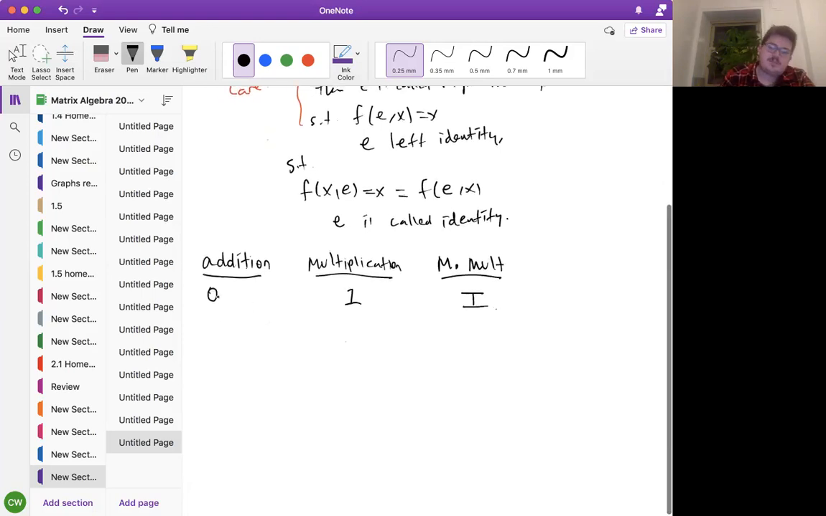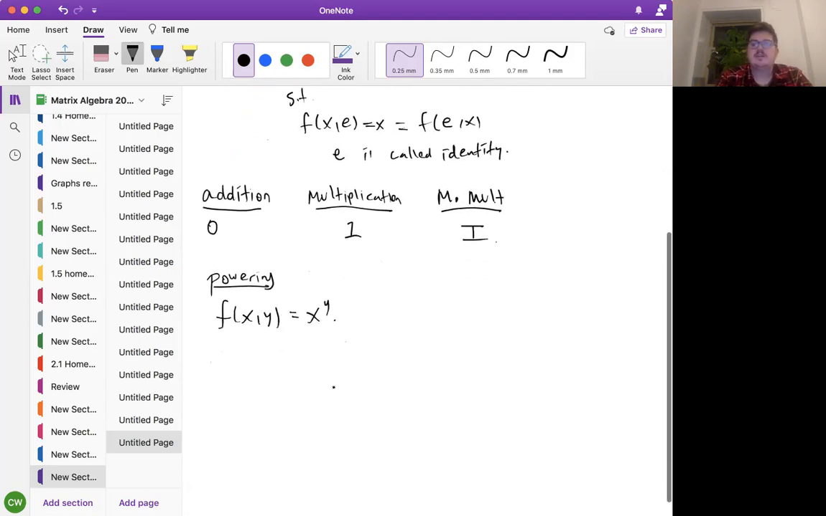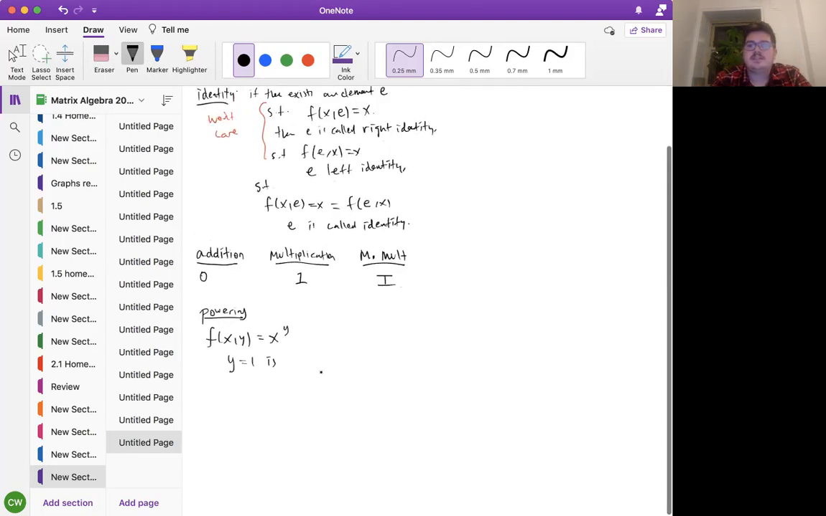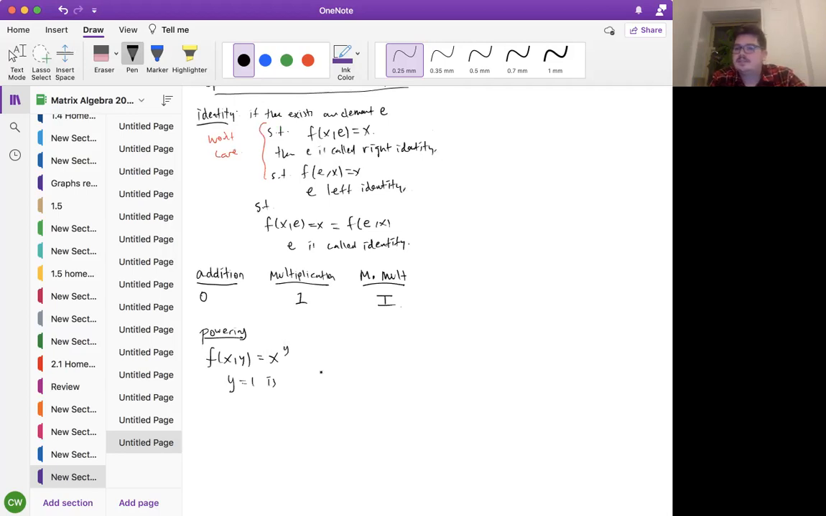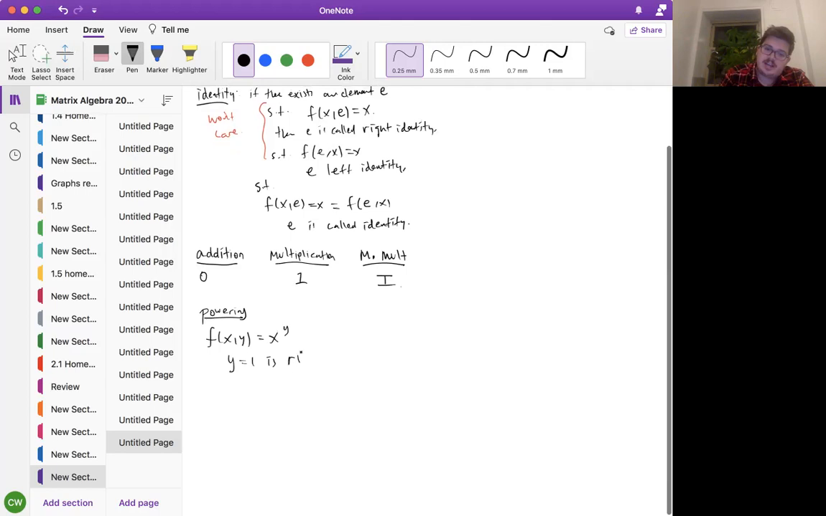Now, here's something that's weird about left and right. Let's think about powering. If f of x, y is equal to x to the y, can someone give an identity? 1, yeah, y equals 1. What kind of identity is it? It's only true when 1 is in the second position. Yeah, it is a right identity.